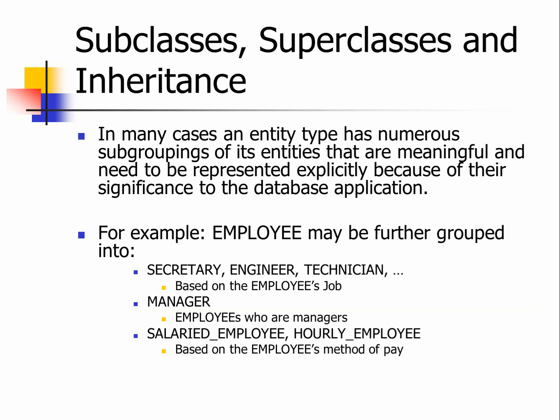Also, inside of the company, some employees are permanent employees, so they are paid by salary. However, there are also some part-time employees such as interns. They are paid hourly. And based on how they get paid, their properties are going to be different. And again, they are independent from the job type or manager. A salary employee can be a secretary or an engineer, and a manager is also a salary employee. So they can be included in different subgroupings based on different distinctions.